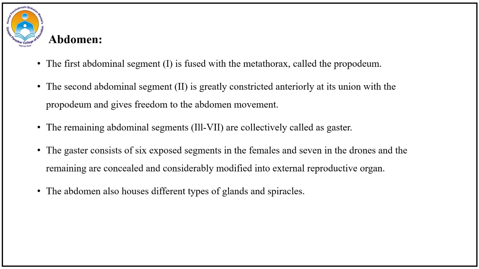The first abdominal segment is fused with the metathorax, called the propodeum. The second abdominal segment is greatly constricted anteriorly at its union with the propodeum and gives freedom to the abdomen movement. The remaining abdominal segments are collectively called the gaster. The gaster consists of 6 exposed segments in the females and 7 in the drones, and the remaining are concealed and considerably modified into external reproductive organs. The abdomen also houses different types of glands and spiracles.